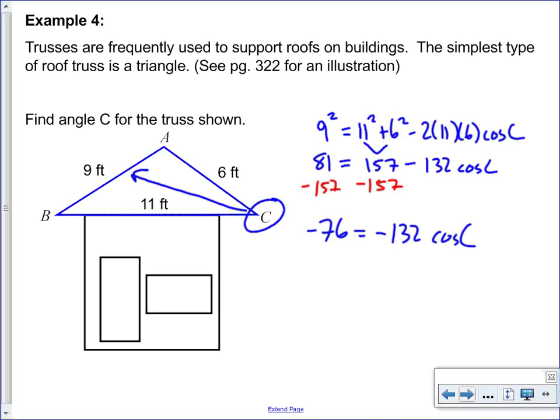Okay. Now divide: negative 76 divided by negative 132. Take the answer to the inverse cosine to find C. So basically, when you do the fraction, just hit second cosine.